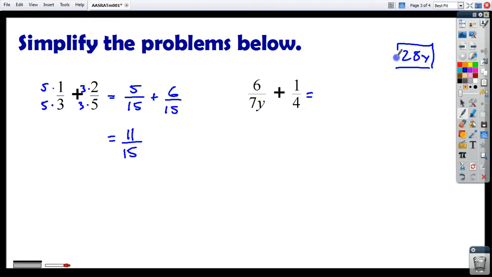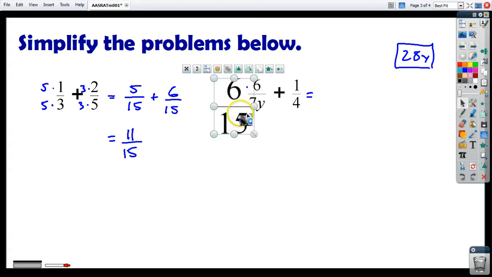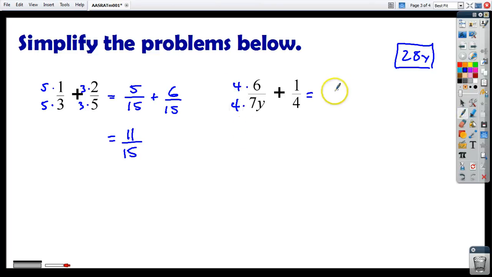So I have to make both denominators into that. So over here, I'd multiply top and bottom by 4. So we'd get 24 over 28y.